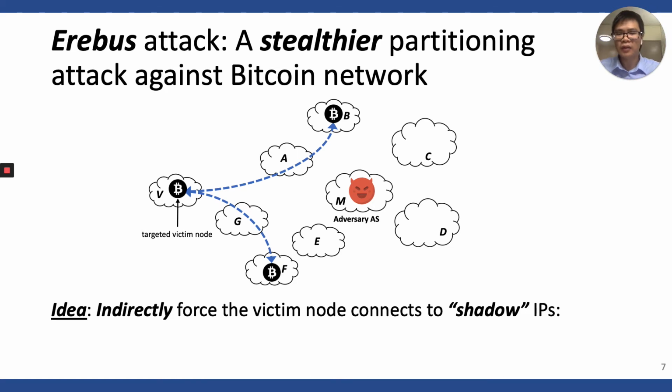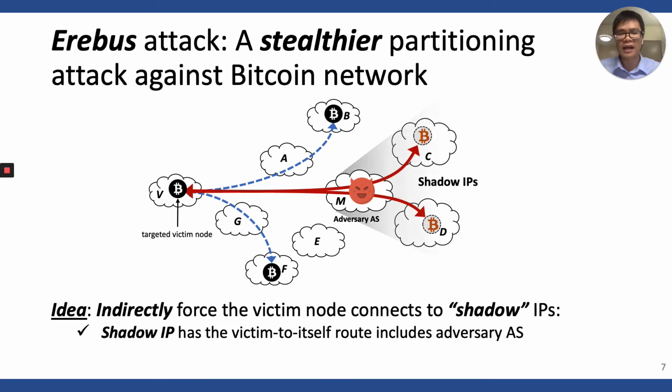The main idea here is to indirectly force the victim node to connect to so-called shadow IPs. We define shadow IPs as any IP address that has a routing path from the victim to itself, including the adversary AS. The shadow IP is attacker and victim specific, which means with a different pair of attacker and victim, the shadow IP sets would be different.